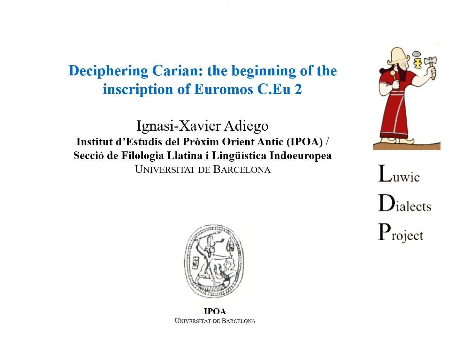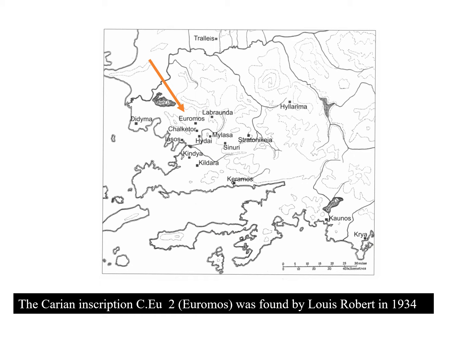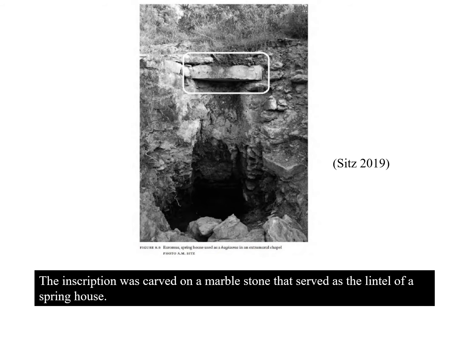Deciphering Carian: the beginning of the inscription of Euromos, C.Eu. The Carian inscription C.Eu, Euromos, was found by Louis Robert in 1934. The inscription was carved on a marble stone that served as the lintel of a spring house.